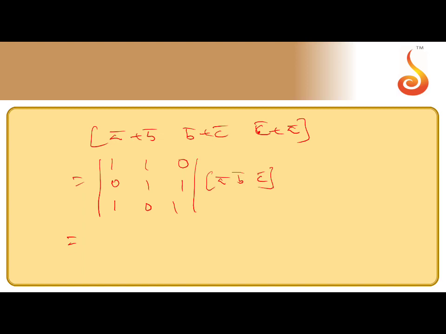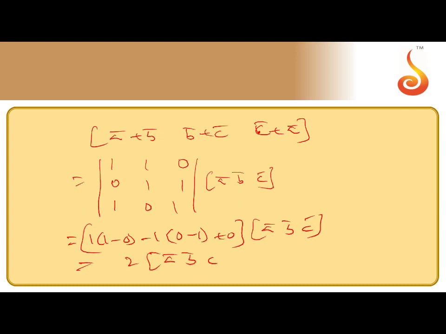So find the value of the determinant. 1 into 1 minus 0, minus 1 into 0 minus 1, last is 0 into box ABC. So this simplifies to 1 plus 1, 2 into box ABC. If different terms are given, you just take the determinant and write it into box ABC. If ABC coefficients are given, always 0 only comes as the answer here.